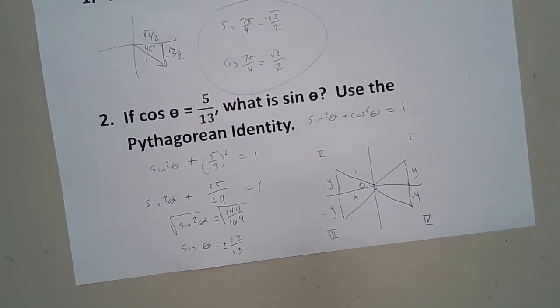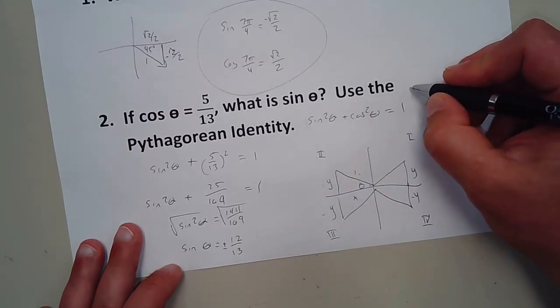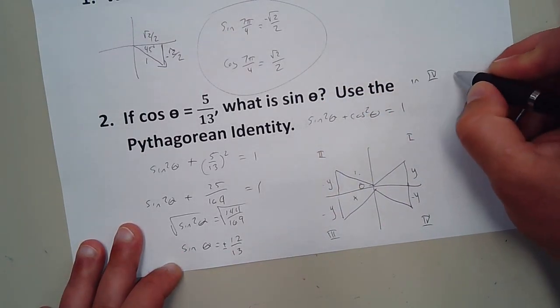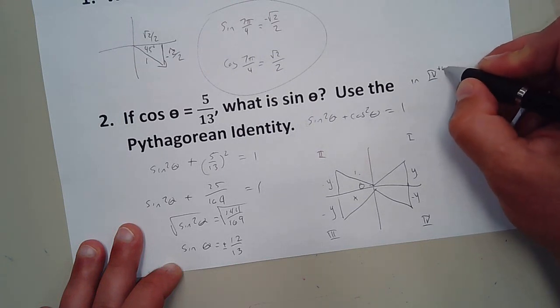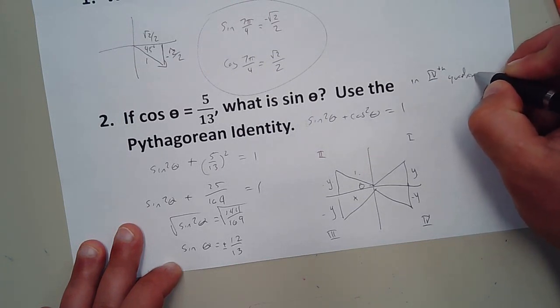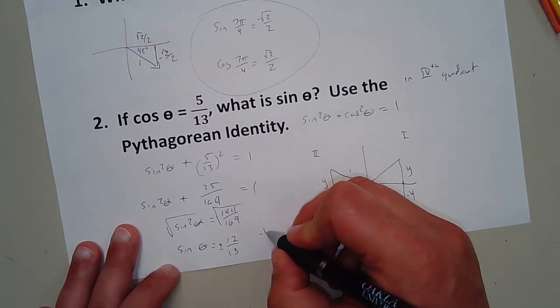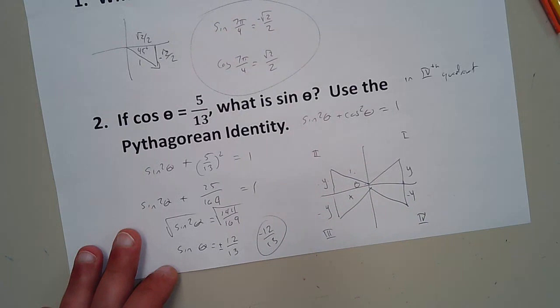So right there, but depending on what quadrant they tell you it's in, like for example, if this one says in the fourth quadrant, that's a terrible way to write it, but whatever. If it says in the fourth quadrant, then your answer would be, oh, this has to be negative. This would be a negative 12 over 13, and that'd be our answer.